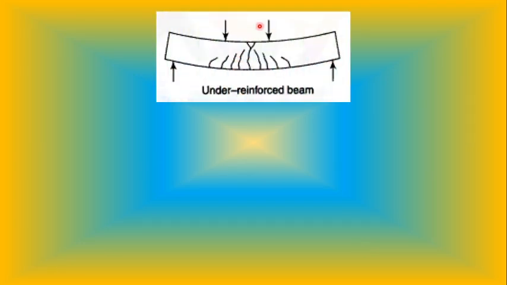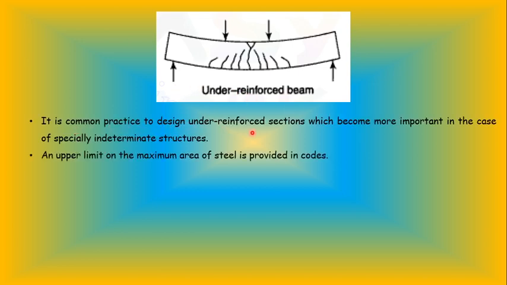So this part is the under reinforced concrete which is going to fail. So we call it an under reinforced beam only. It's a common practice to design under reinforced sections, which become more important in the case of especially indeterminate structures. An upper limit to the maximum area of steel is provided in codes. As per codes, we have to provide the upper limit of maximum steel.